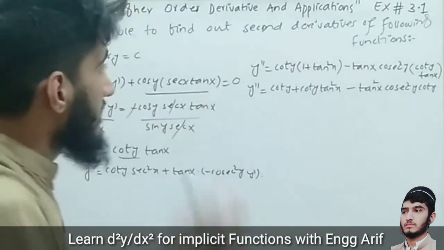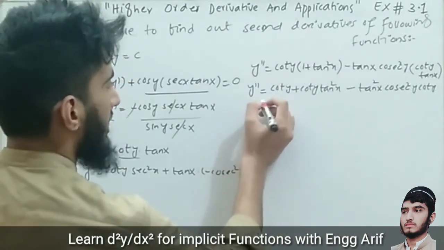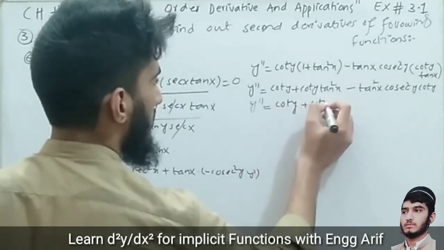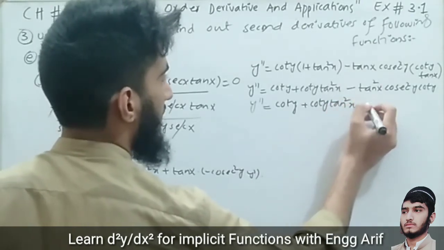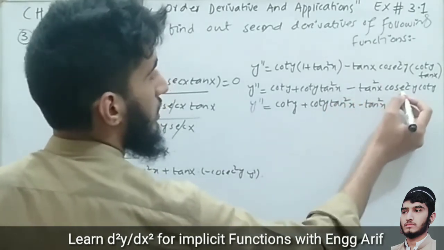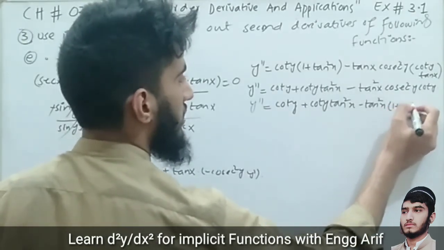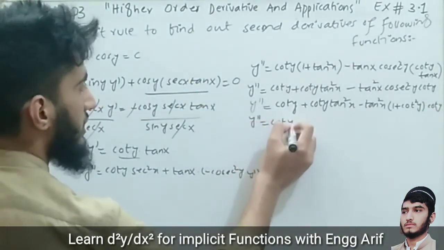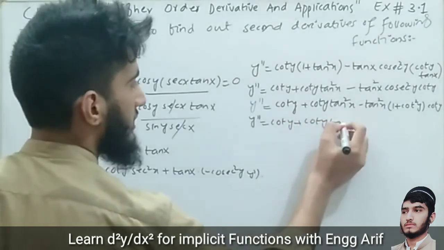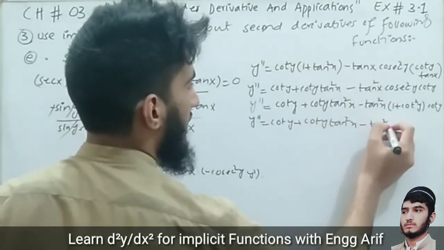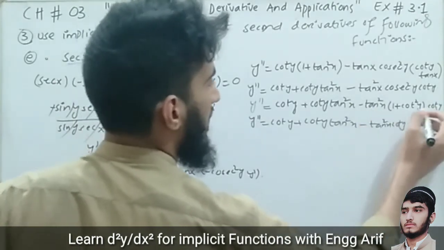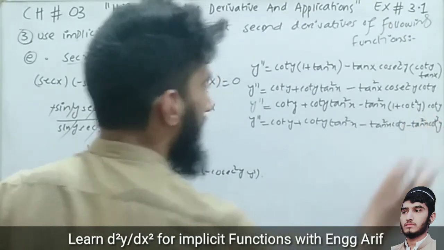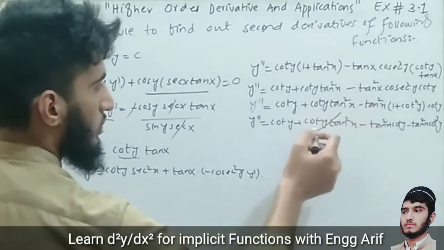Now after this it becomes cotangent y, so y double dash will be equal to cotangent y plus cotangent y tangent square x minus tangent square x. Remember, cosecant square y will be equal to 1 plus cotangent square y, into cotangent y. So y double dash will be equal to cotangent y plus cotangent y tangent square x. It becomes negative tangent square x cotangent y and minus tangent square x cotangent cube y. After this, cotangent y and negative tangent square x cotangent y cancel with cotangent y tangent square x.